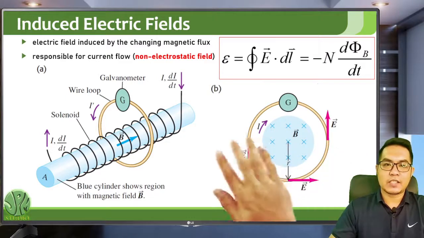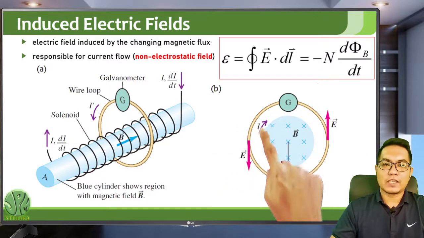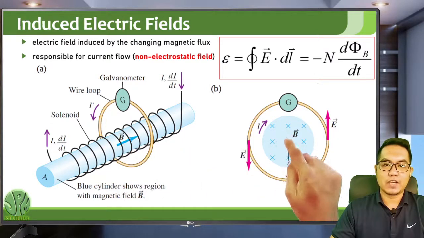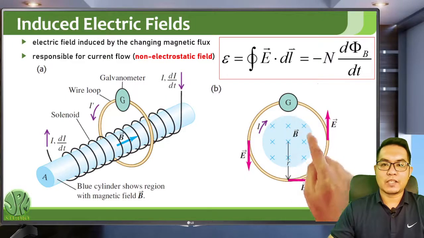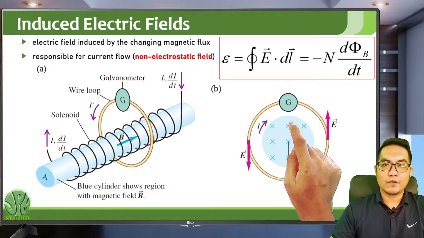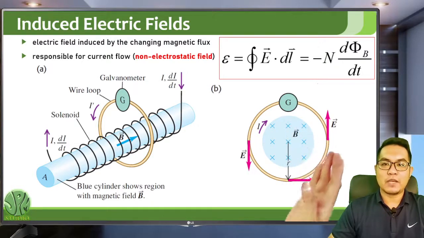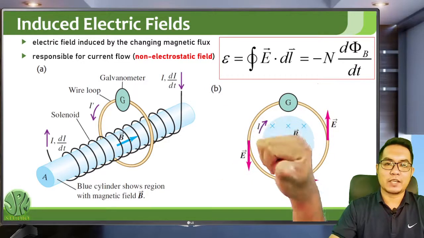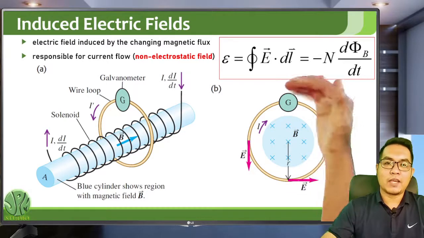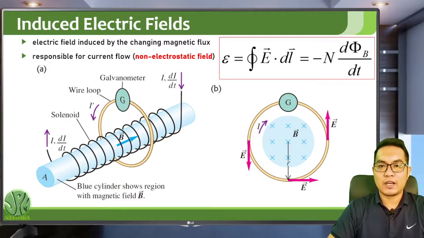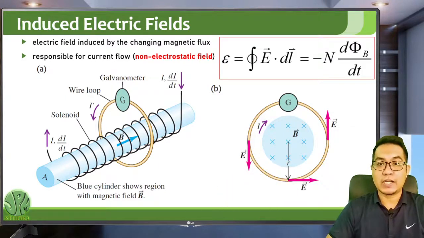In this case, this is just a cross-sectional view. This is the current in the coils here. This is our blue cylinder. The current is in this direction, and if the current is increasing, then the induced current and the induced electric field will be in the opposite direction. In this case, the induced electric field and induced current have a counterclockwise direction, such as to oppose the increase.